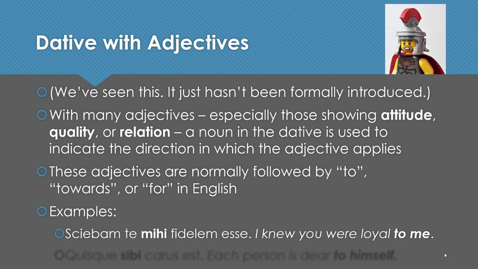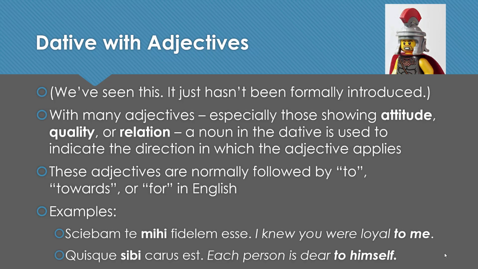Like sciebamus te mihi fidelem esse, right? I know you were loyal to me. Literally it says, I know you to be loyal to me. It's an indirect statement, and there's no other really way to phrase it. It's just, hey, you see a dative, and it makes sense. It's not really a special use. It's just, hey, some adjectives use datives.